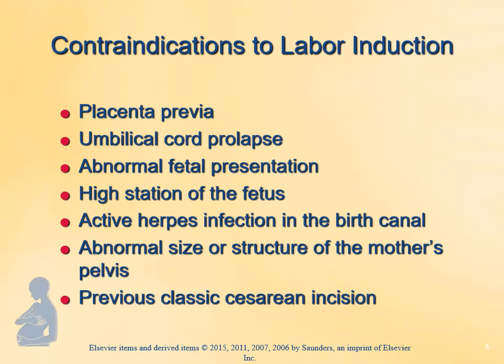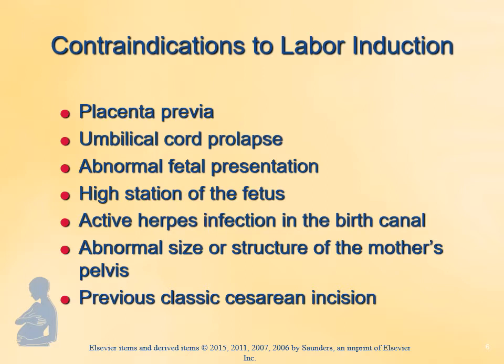Some contraindications to inducing somebody's labor, of course, are going to be any of the reasons that we would not want somebody to deliver vaginally. So that would include a placenta previa. If the umbilical cord had prolapsed, we would not want anybody to be induced. Both of those cases would be an emergency C-section.